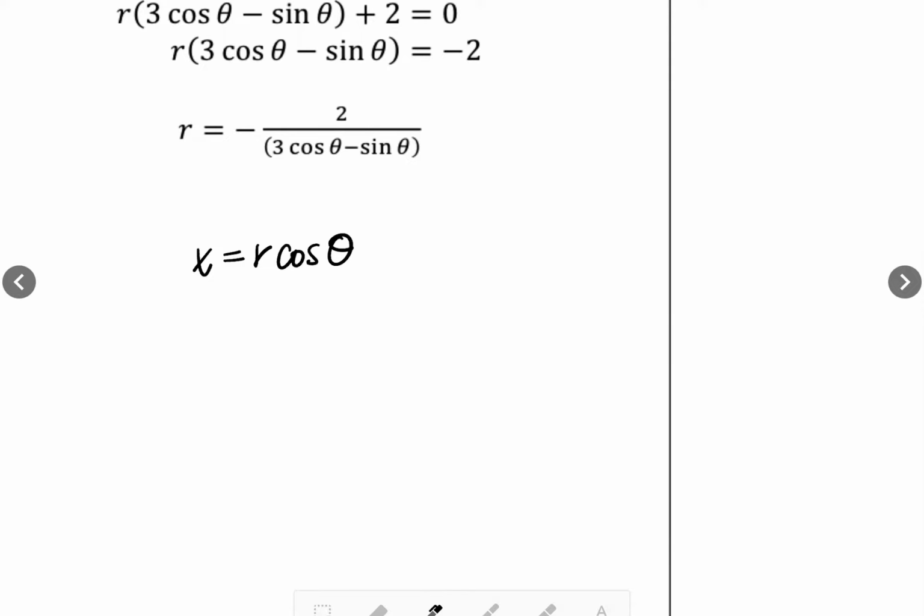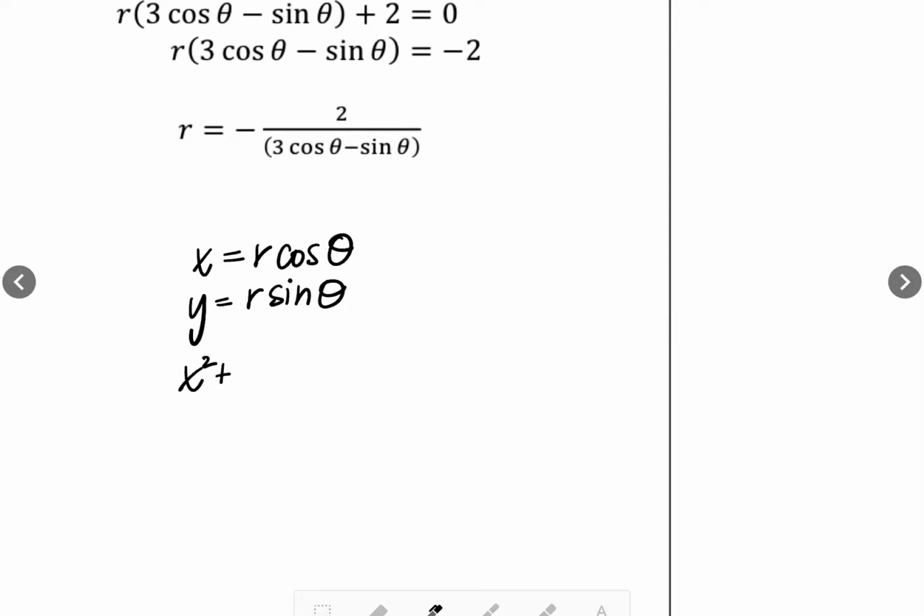In our unit circle, r was just 1, but now that we're not using our unit circle, we're using any circle in the polar grid. r can be anything, so we need to make sure we're multiplying by r. y is r sine theta. Again, y is always associated with the sine, but now that we're not on the unit circle, r is not just 1, r can be anything.